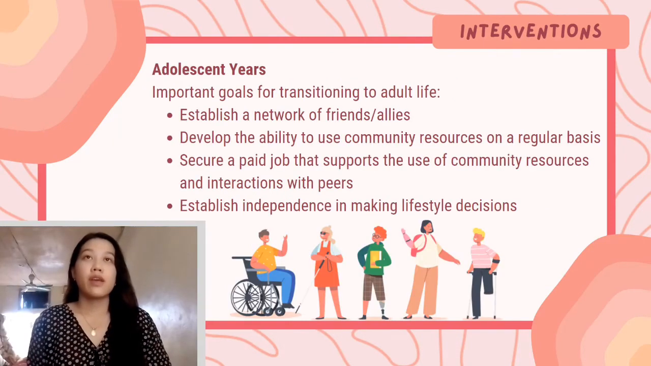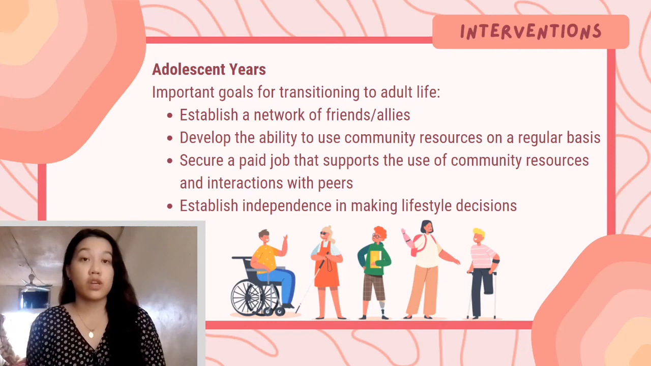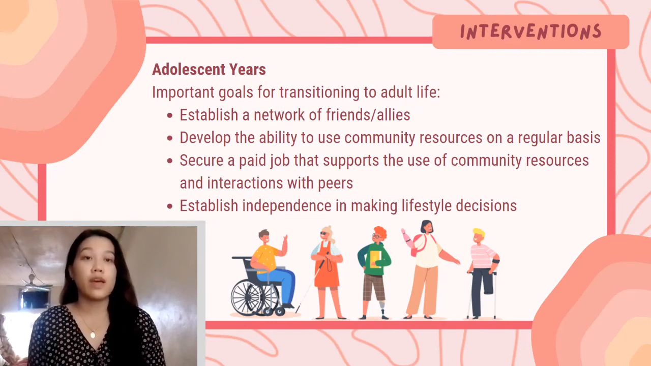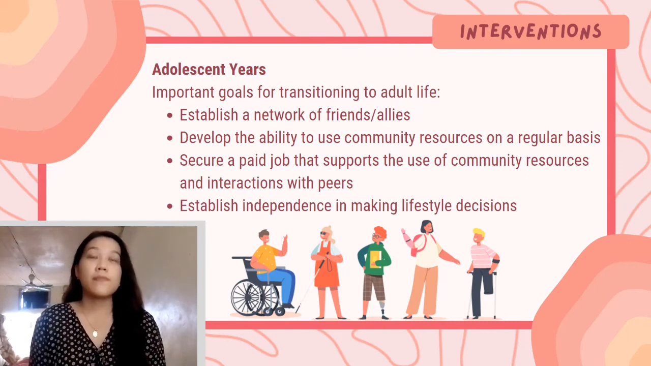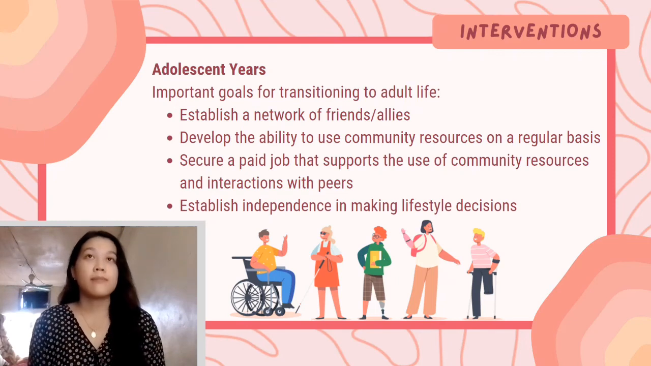Here, there will be a major transition from elementary years to adolescent years. These are the important goals for transitioning to adult life. First, establish a network of friends and allies. Develop the ability to use community resources on a regular basis. Secure a paid job that supports the use of community resources and interactions with peers. And lastly, establish independence in making lifestyle decisions.